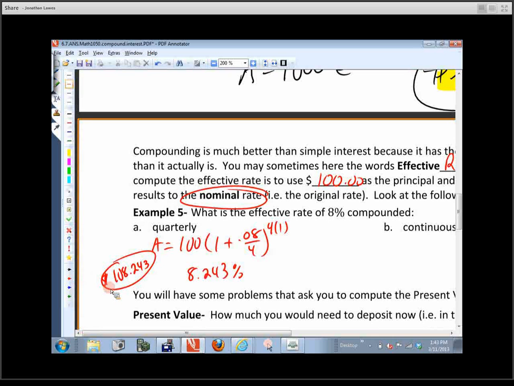Subtract the $100. What was the interest? $8.24. So what's the effective interest rate? 8.24. Okay. Now pay attention to the instructions. Sometimes it'll say round to the nearest hundredth or something like that. I like going at least 3 decimal places. Okay, are there any questions?